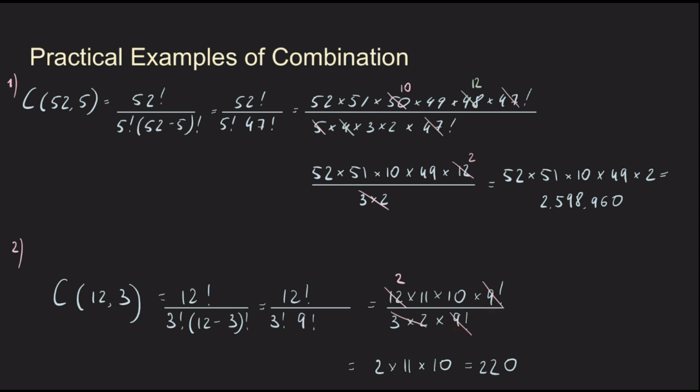And then we write 3 factorial as 3 times 2, and we can again reduce it with 12 by 6 to get 2 in the numerator. So we have 2 times 11 times 10, which is 220. So you have 220 possibilities you can arrange your ice cream sundae.